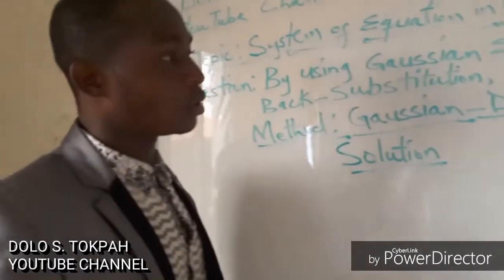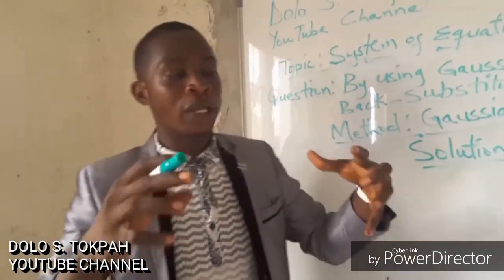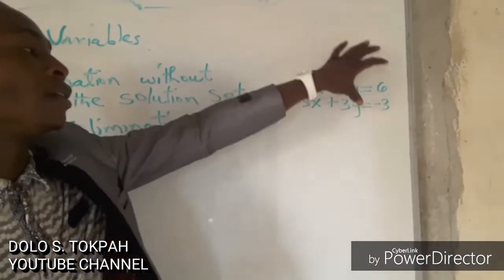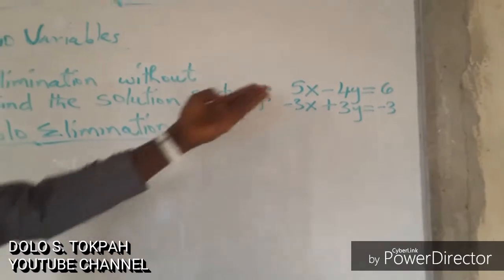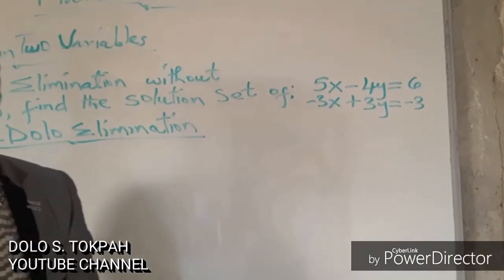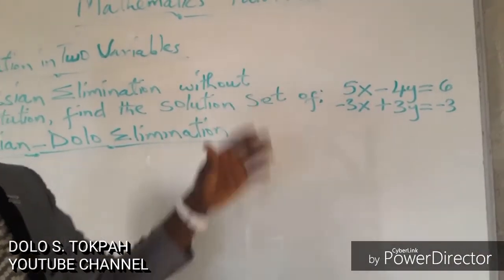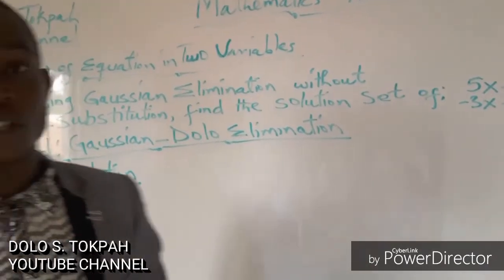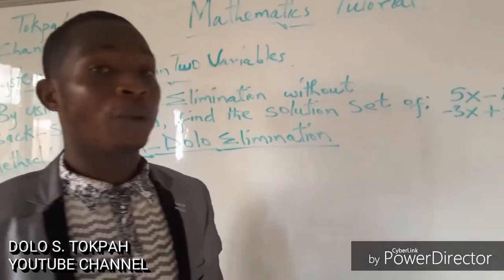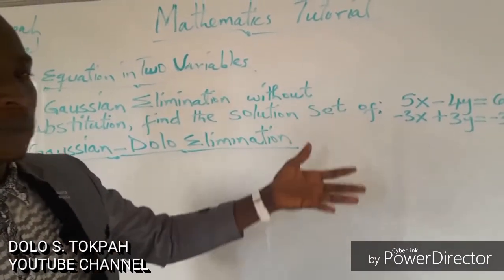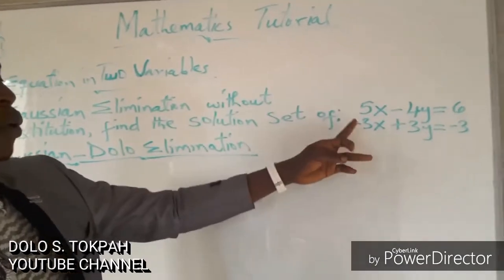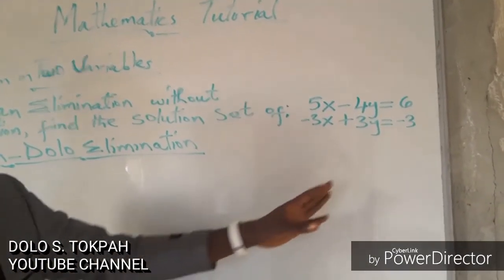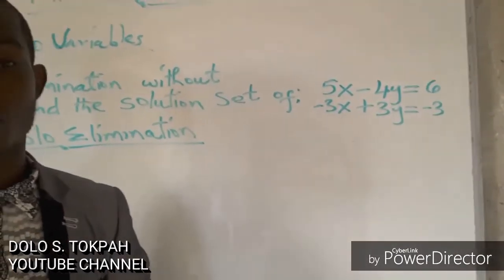In our solution, what we are going to do is get an augmented matrix from this particular problem that has been given to us, because Gaussian elimination deals with matrices, and so does the Gaussian-Dolo elimination. So we are going to have an augmented matrix. What do we mean by that? It means we are only going to deal with the coefficients of the variables, with respect to position, and the constants as well.